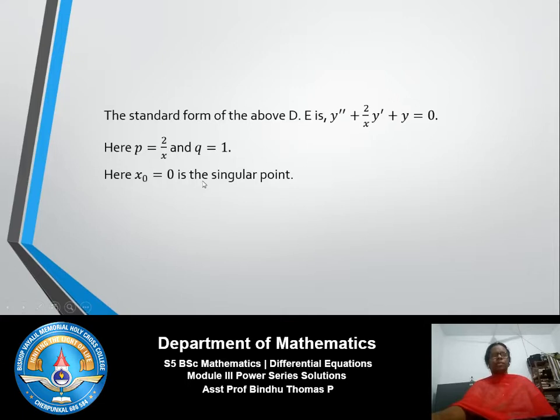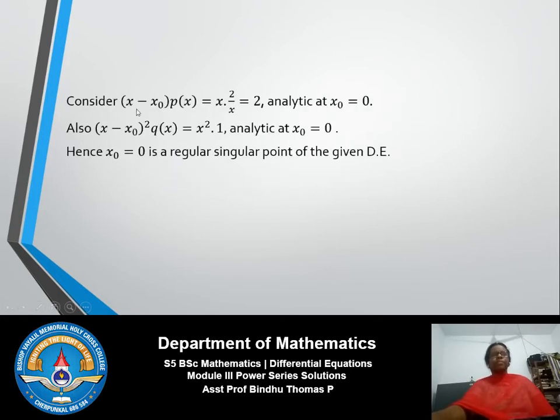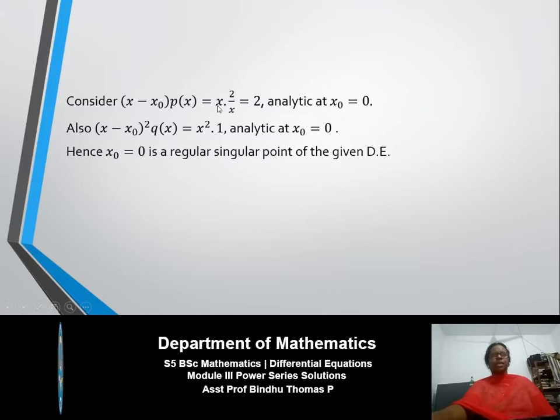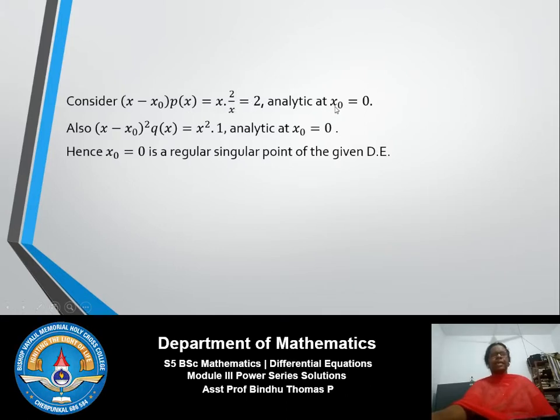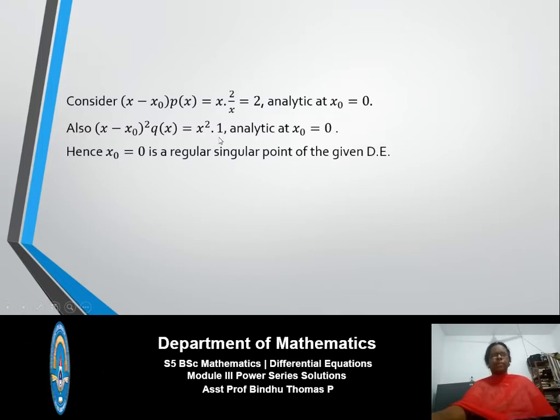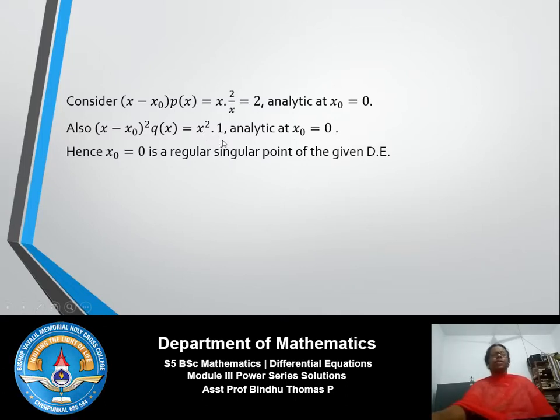Here x equal to 0 is a singular point. From the definition of p and q, the division by 0 occurs only by putting x equal to 0, so x equal to 0 is the only singular point. Further, (x minus x0) p(x) is x into 2/x equal to 2, analytic at x equal to 0. It's a constant, so it is analytic. Again, (x minus x0)² q(x) is x² into 1. Putting x equal to 0, it will become 0, so it is analytic at x equal to 0. So, x equal to 0 is a regular singular point for the given differential equation as per the theorem.